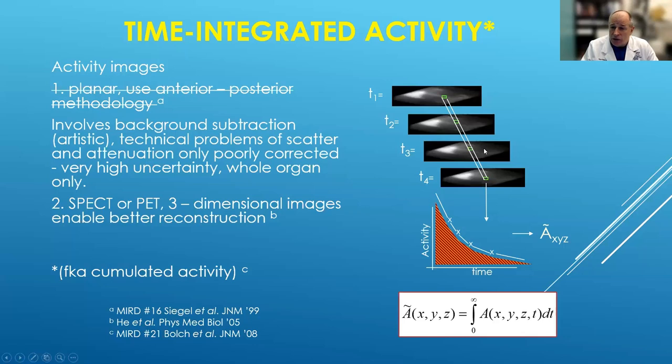You have to register them. You're going to segment the areas that you're interested in. You're going to propagate your segmented region across time. And then you're going to take the area in that region as a function of time, take the area under the curve, and that's going to give you your time integrated activity, which is the number of decays of the radiopharmaceutical in that organ. Okay.